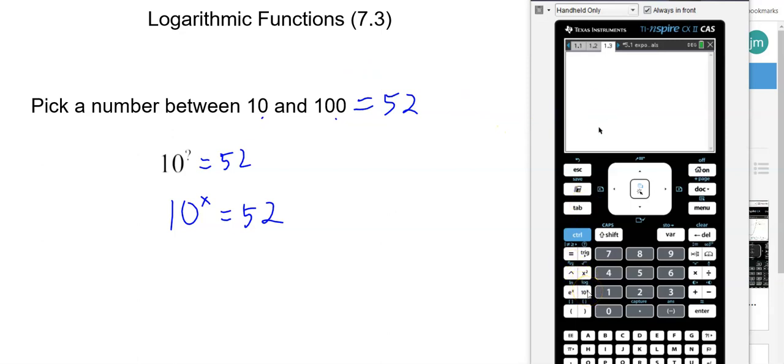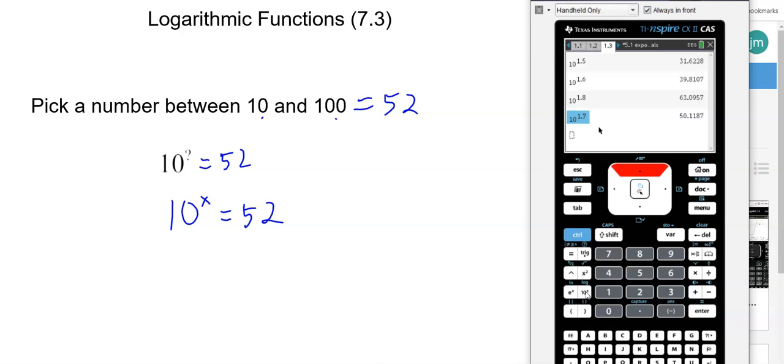There's actually a button in your calculator. If you look over here, right next to the number 1, it says 10 to the x. So let's just guess 1.5 and see if that's equal to 52. Oh, 31. So I need to go a little higher. So 1.6, a little bigger. Maybe I'll try 1.8. That's too much. 1.7. Okay.